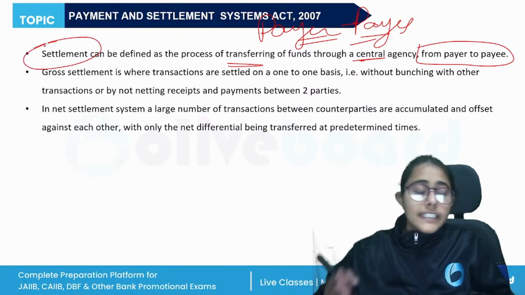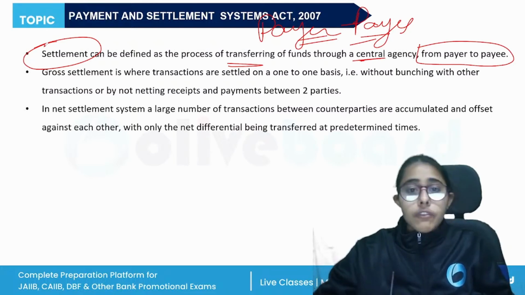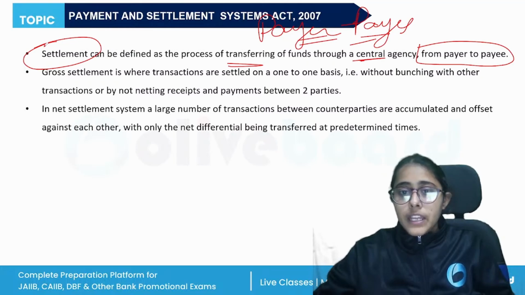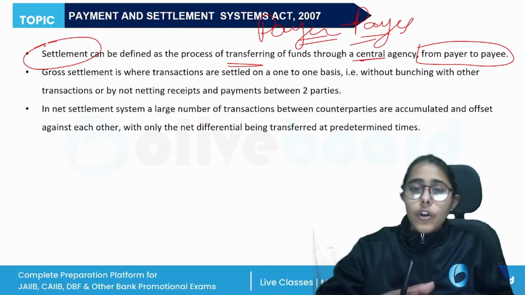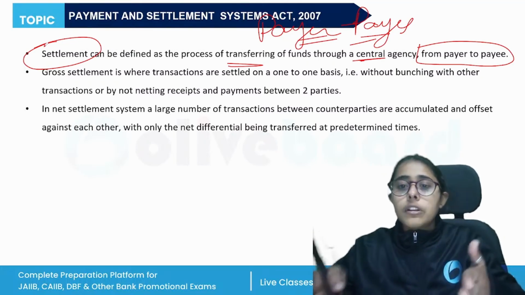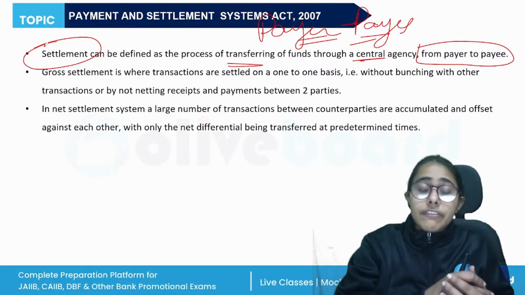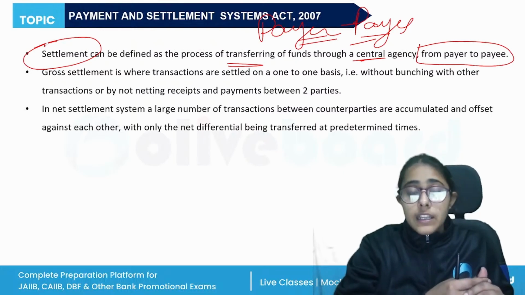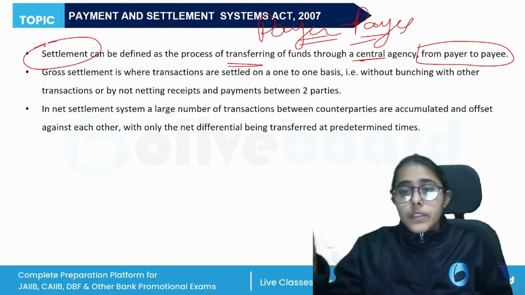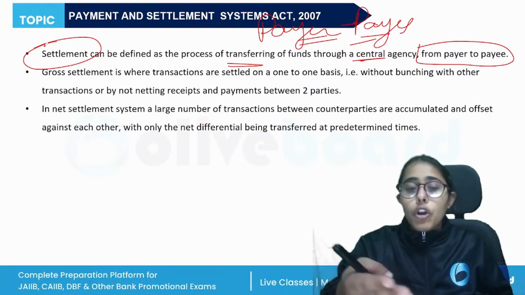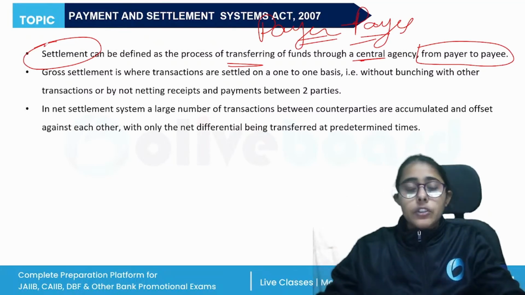Alright, now gross settlement we have already seen. It is done on a one-to-one or individual basis, right? So every transaction will be done on an individual basis, that is without bunching with other transactions. We have seen the RTGS, NEFT payment systems that are working, right? So the gross settlement means without bunching with other transactions, or by not netting the receipts and payments between the two parties. So neither are we bunching them together nor are we netting the payments.